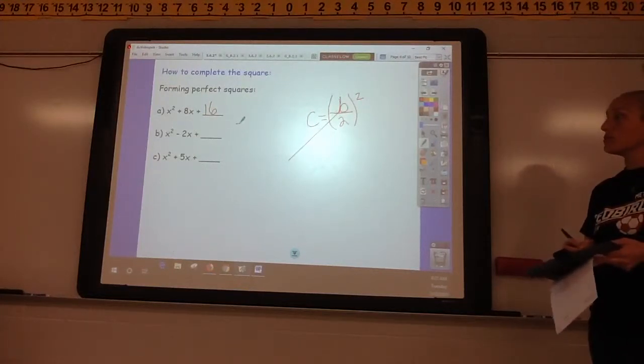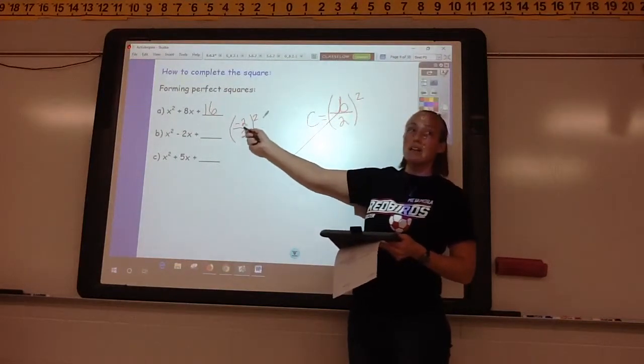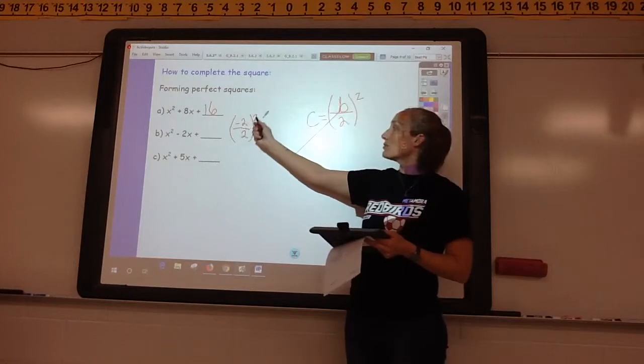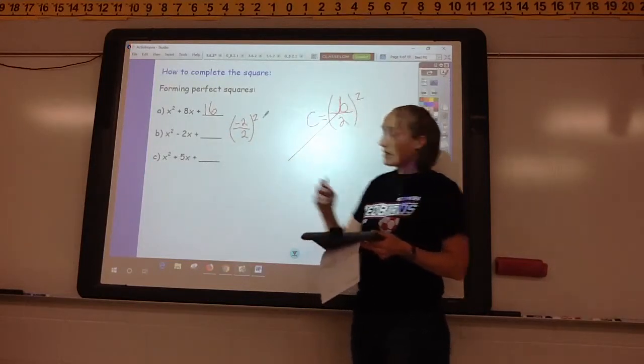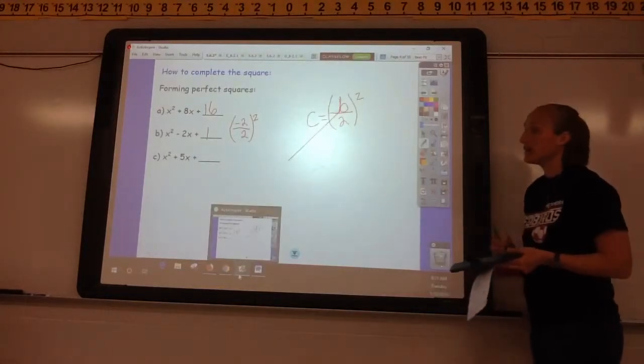So for b, you do negative 2 divided by 2, and that quantity squared. Negative 2 divided by 2 is negative 1. Negative 1 squared, anytime that you square a negative number, it's going to come out positive. So negative 1 squared is positive 1, and that becomes 1. So we get 1.